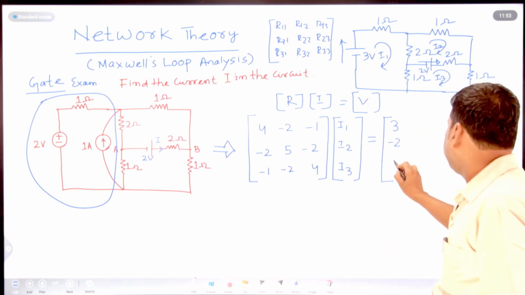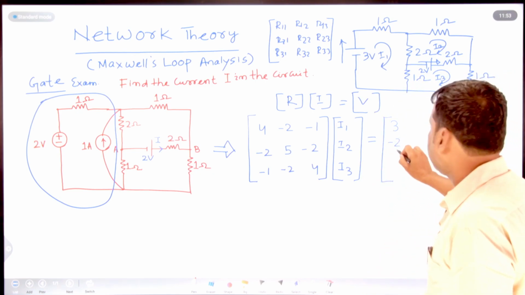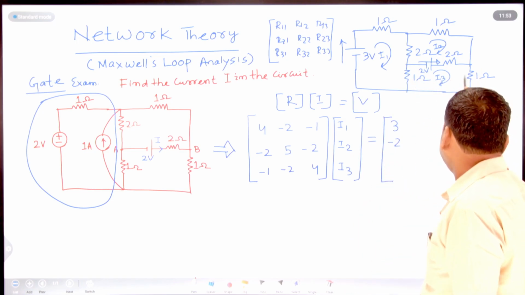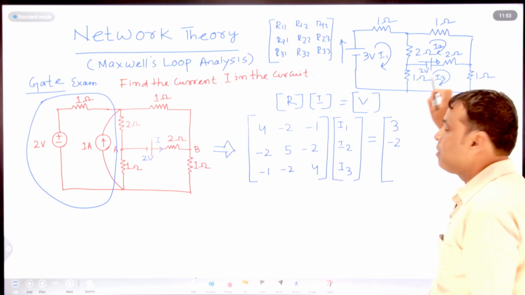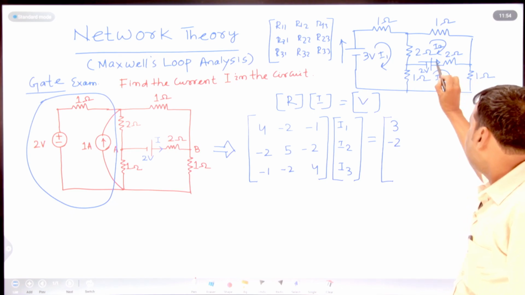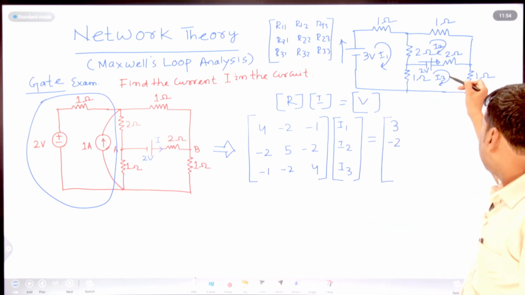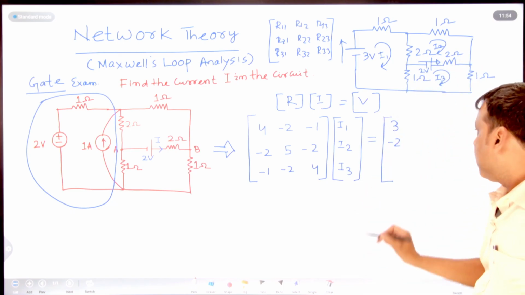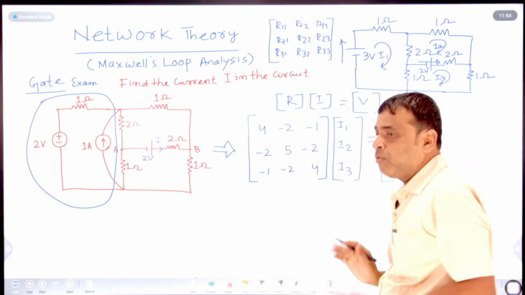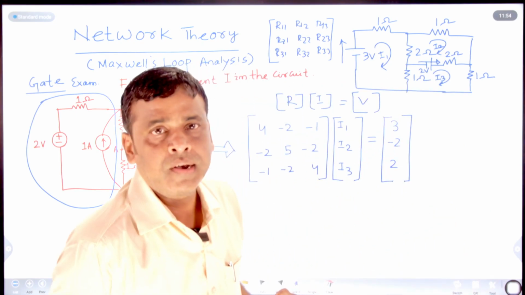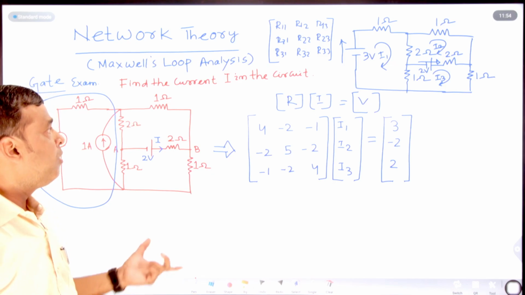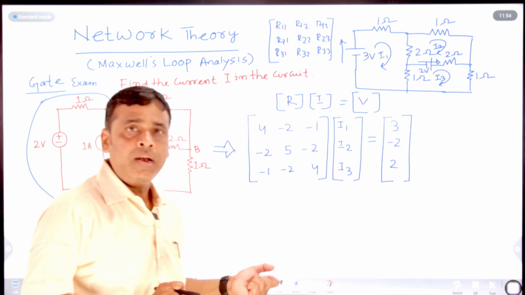Then come to loop 3, the net voltage V3. Here the direction of current I3 is the same as the voltage direction. Since the current direction and voltage direction are the same, you can put here only plus 2. Once you construct this matrix, resistance matrix into current matrix equals voltage matrix, using Cramer's rule you will find the values of I1, I2 and I3.